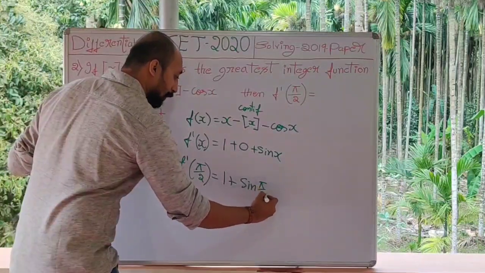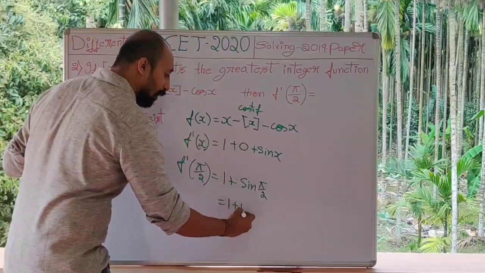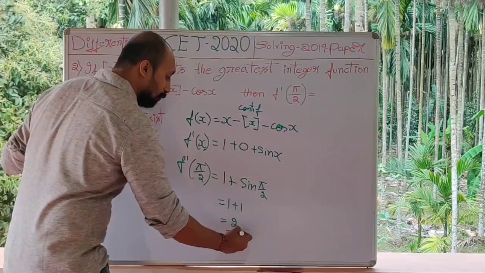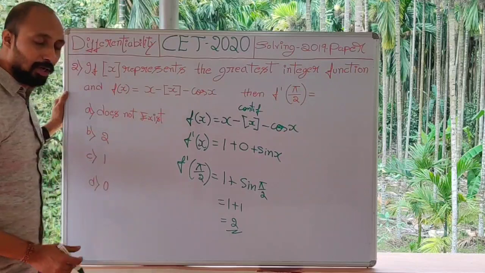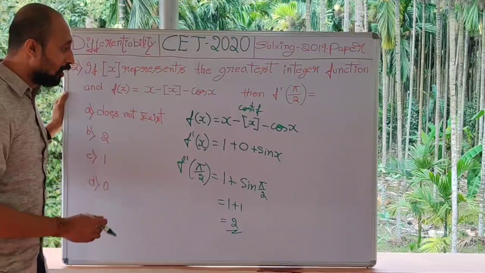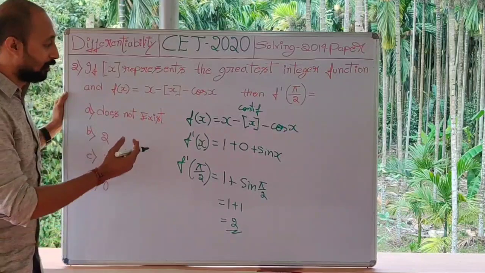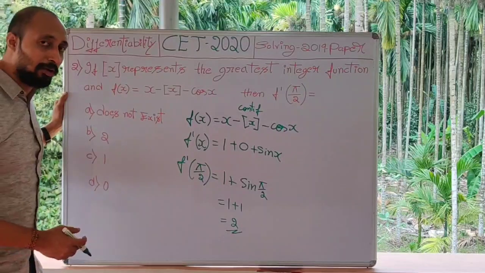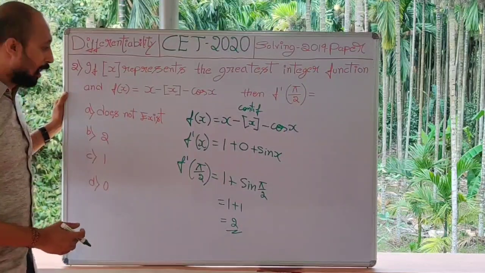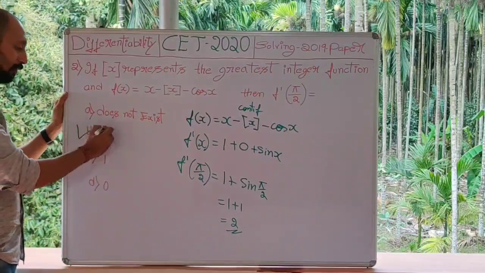What is sin pi by 2? Sin pi by 2 value is 1. So 1 plus 1 is 2. So if you remember, the greatest integer function is a continuous function and differentiability of continuous function is 0. We can solve this problem very easily. And since your option is B.